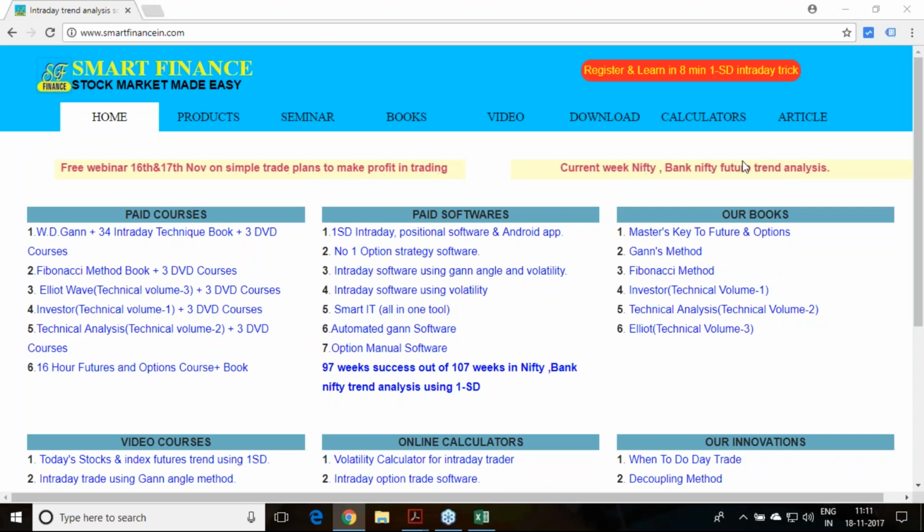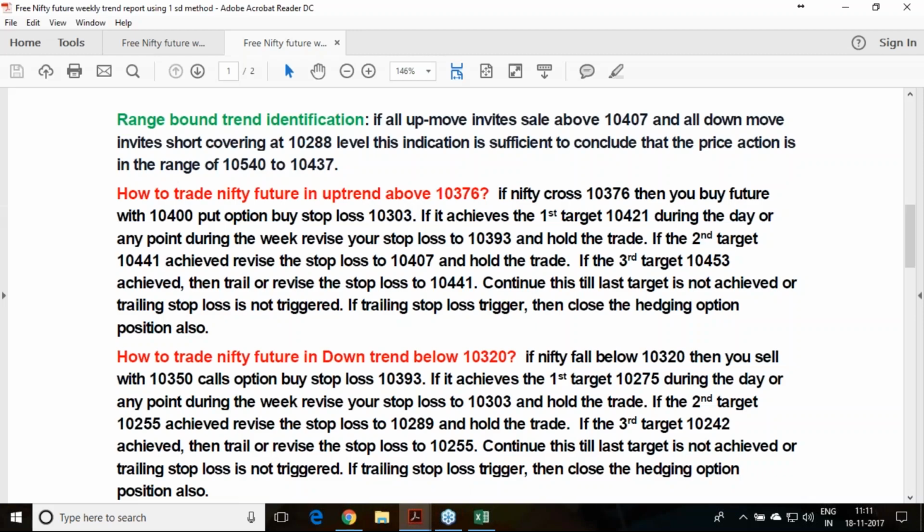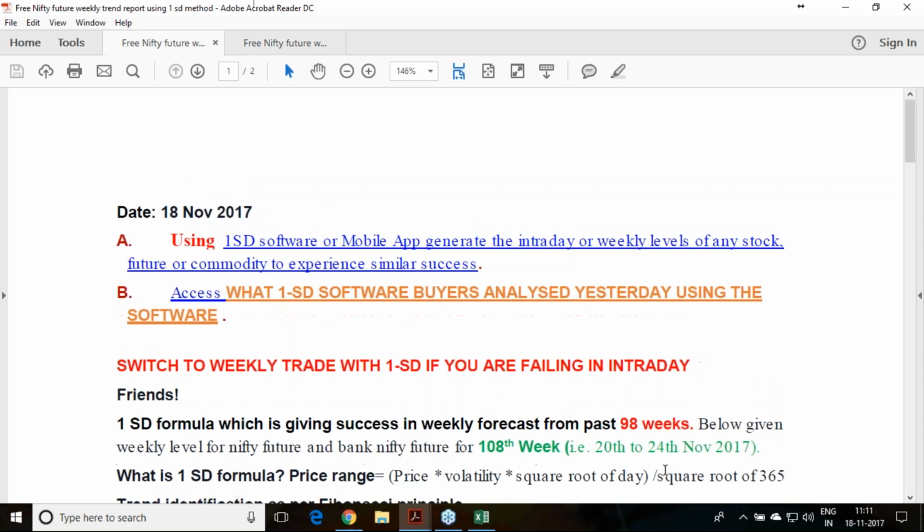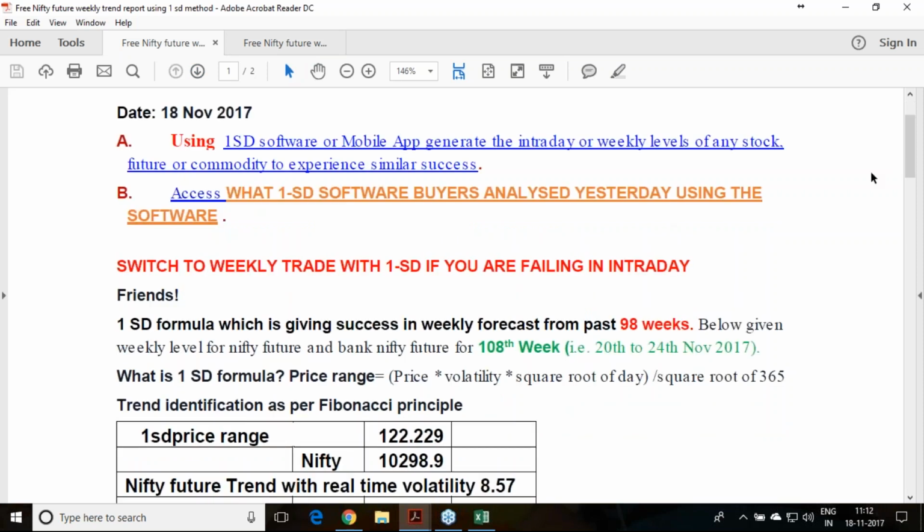Good morning to all of you. As in the previous week, this week also we are going to release the trend report for Nifty and Bank Nifty future. For the coming week, the dates will be from 20th to 24th November. So far this report has been given for 107 weeks, and this is the 108th week we are giving this report.